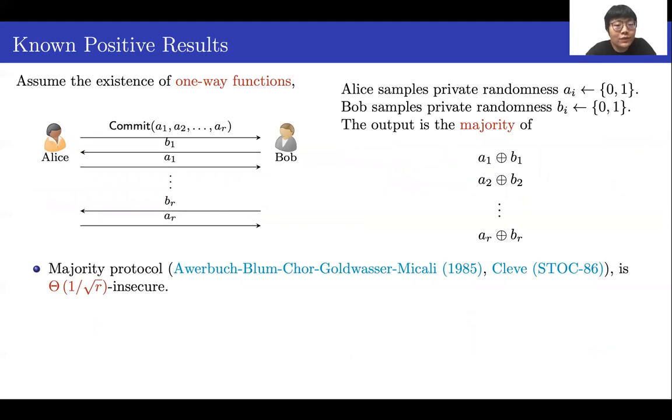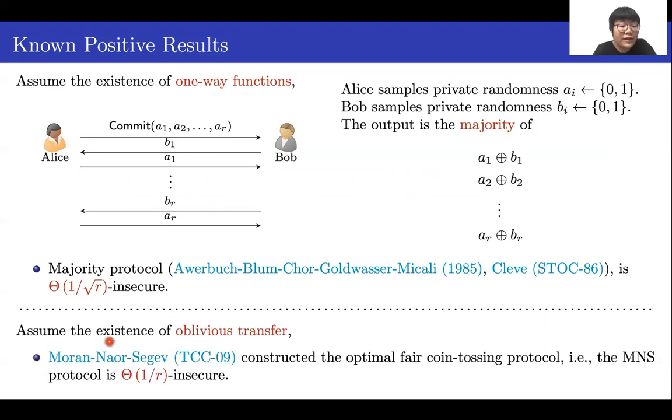Now let's look at what are the known constructions that we have. First, if you assume the existence of one-way functions, we have this protocol called the majority protocol. In this protocol, Alice will sample private randomness A_i, Bob will sample private randomness B_i. In the first round, Alice commits all her private bits A_1, A_2 up to A_R to Bob. And then alternately, Bob and Alice will reveal one bit at a time. At the end of the protocol, the output is the majority of A_1 XOR B_1, A_2 XOR B_2, and so on. So it is known that this majority protocol is 1 over square root of R insecure.